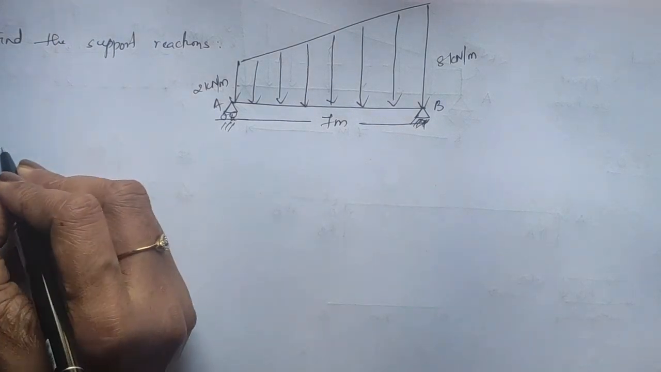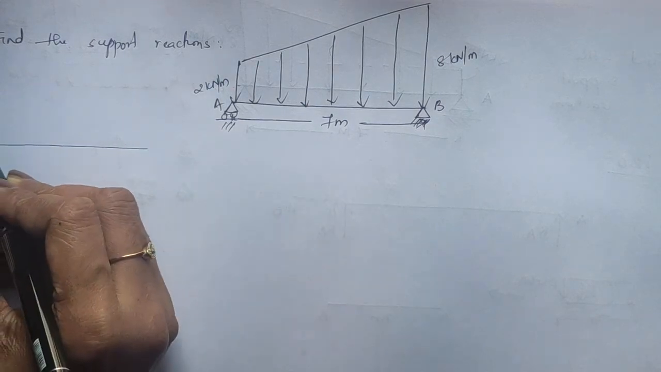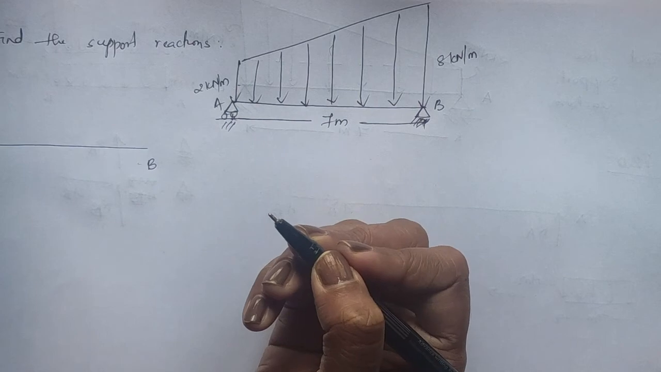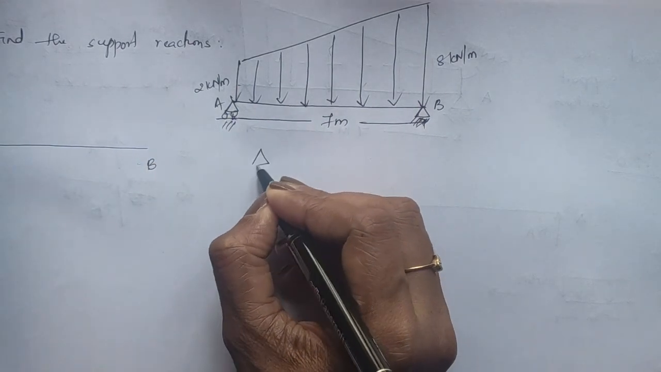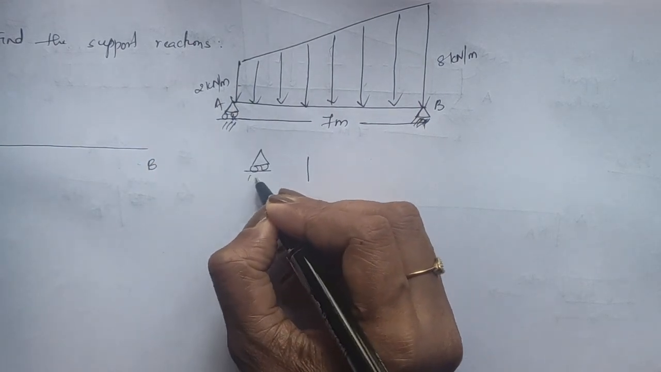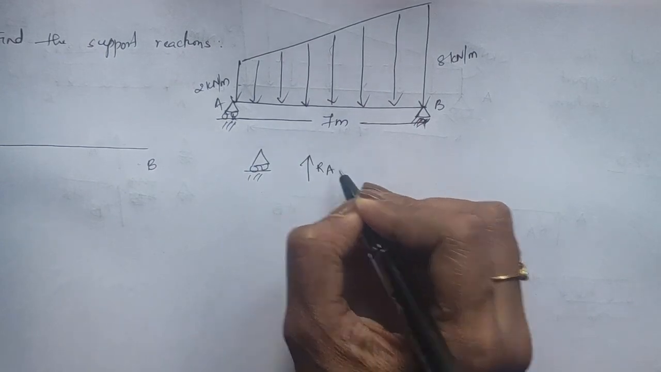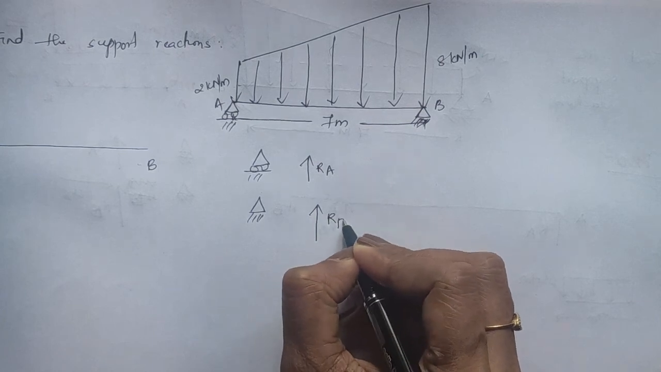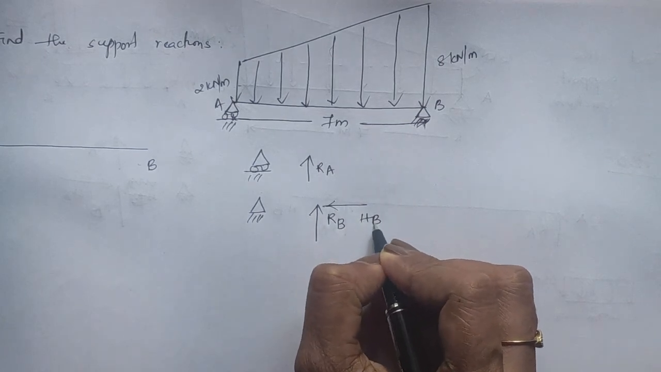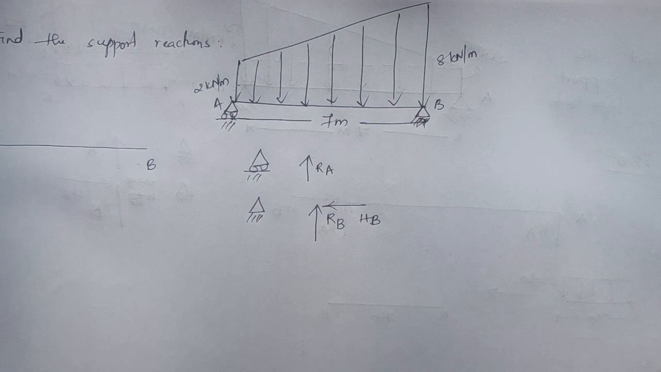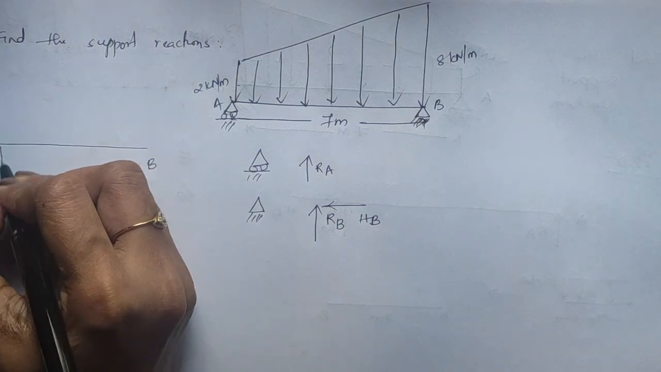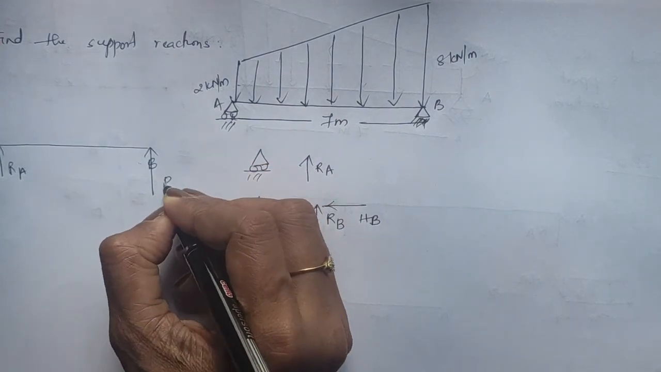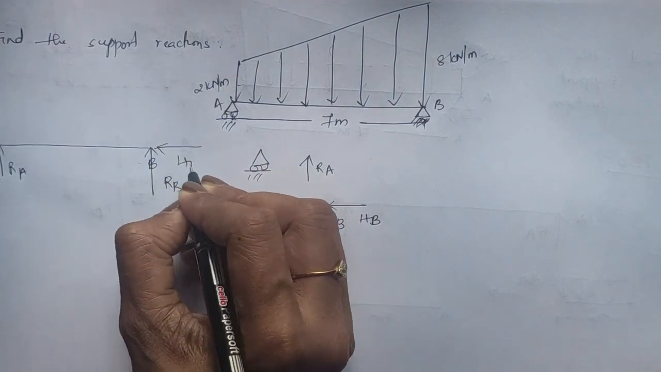To draw the FBD, you have to draw the beam again. So I am drawing the beam A, B. When you have a roller support, you have a single reaction RA, and when you have a hinge support, you have one vertical reaction and one horizontal reaction. These things you should be remembering. So at A I am marking RA, and at B I will be marking RB and HB.